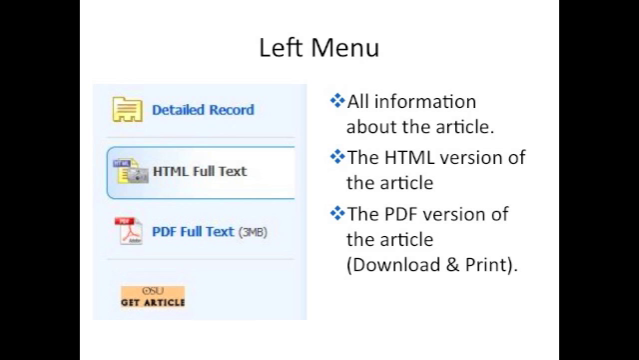Another option for previewing your article is using the menu on the left. Your choices are the detailed record, which tells you more about your article, the HTML full text, which gives you text that you can read, or the PDF full text, which you're able to download or print.